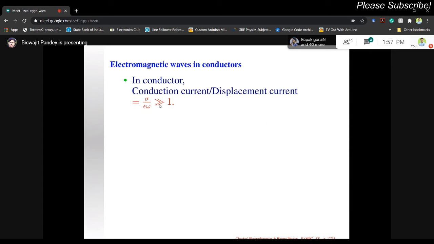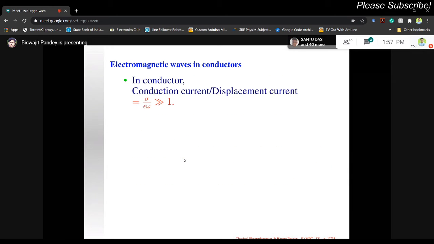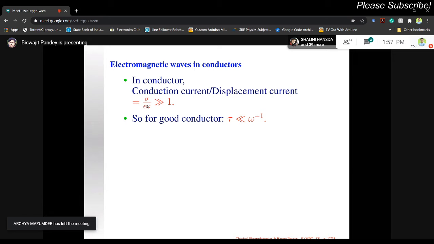How did we define tau? Look at tau. Tau is epsilon by sigma. So we have already defined tau as epsilon by sigma. Now, what is omega? Omega is related to a characteristic time of the electromagnetic wave. We know T equals 2 pi by omega, so omega corresponds to the time period. Although it's a frequency, the inverse of omega corresponds to the characteristic time of the wave, which is what we have considered in this case.